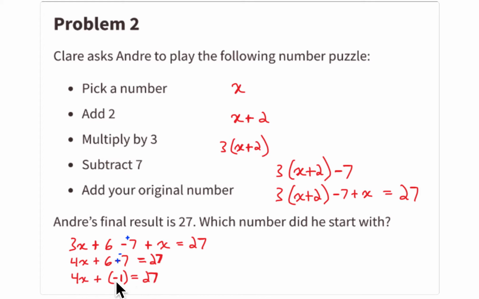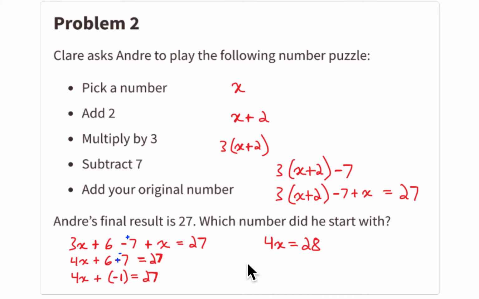So this is 1 less than 4 times this number. So this number then is 4 times this number is 28. 27 is 1 less than that, because it's 4x plus a negative 1. So I have to add that 1 back. That takes me from 27 to 28. So now I have 4x equals 28. So 4 times whatever number I chose equals 28. That means the number I chose was 7.